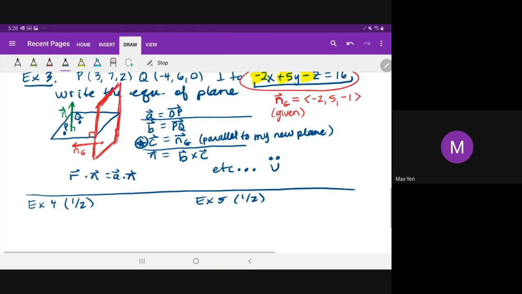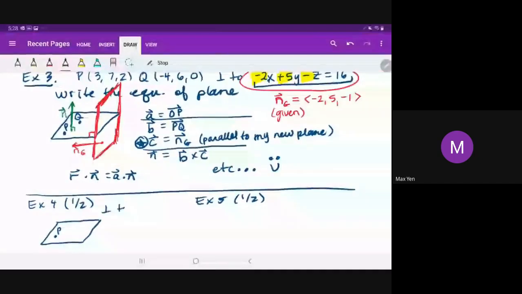So example 4, they give you a plane. And they give you a point. And then they say it's perpendicular to, and it says x equals y equals z equals. Okay, so they give you point P, and they say it's perpendicular to this. So if I have point P and it's perpendicular to that, I draw the picture, because the picture is the only way you're going to find the problem out.